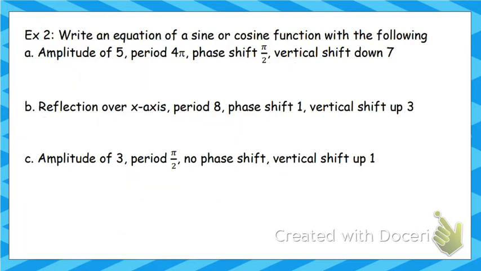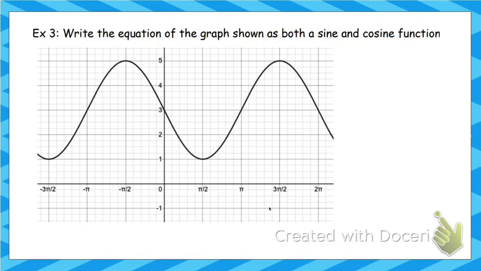All right, so the last thing we're going to do is really just a combination of these two things. We're going to write the equation, but instead of writing it from the information, we're going to look at the graph and determine that information. So we're still going to follow the same format. f of x equals a sine or cosine of b times x minus c, plus d.